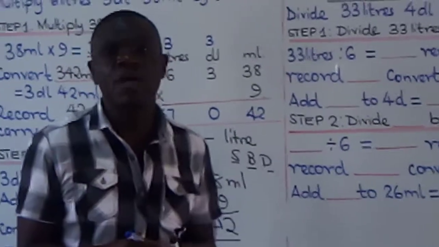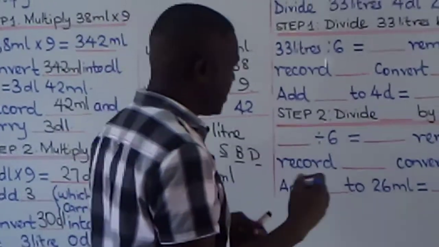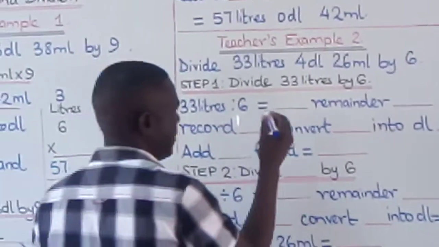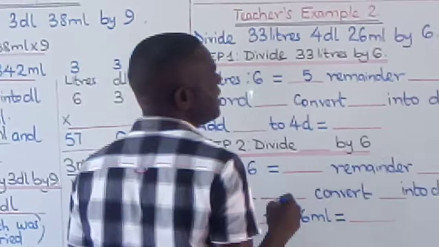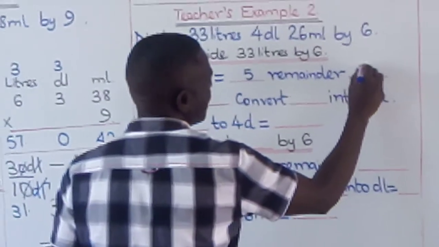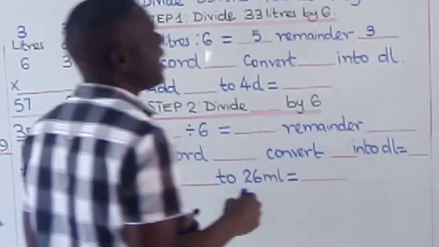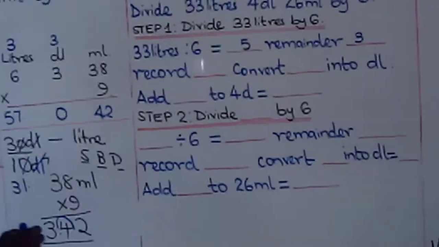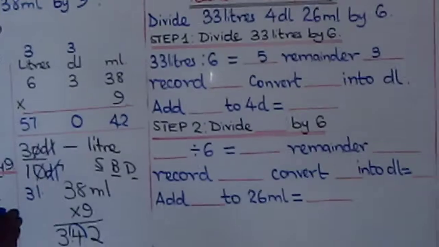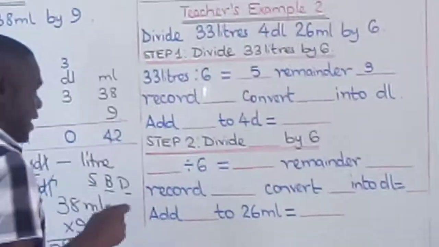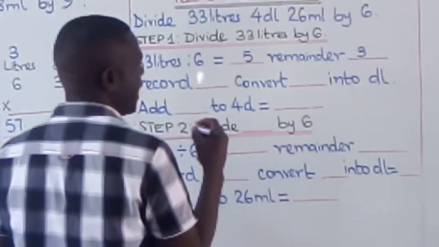The closest multiple is 30. It's because of 5. Remainder 3, because 33 minus 30, you get 3. Very good. And so, we are going to record 5.